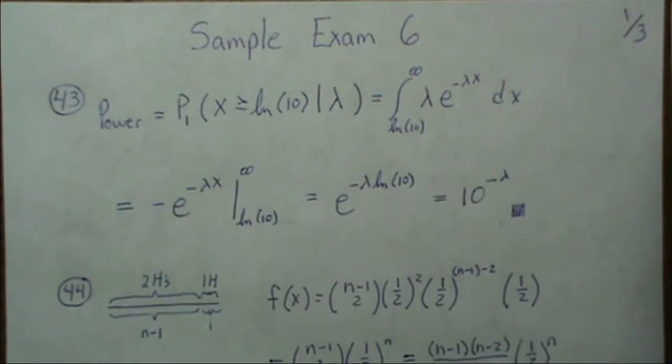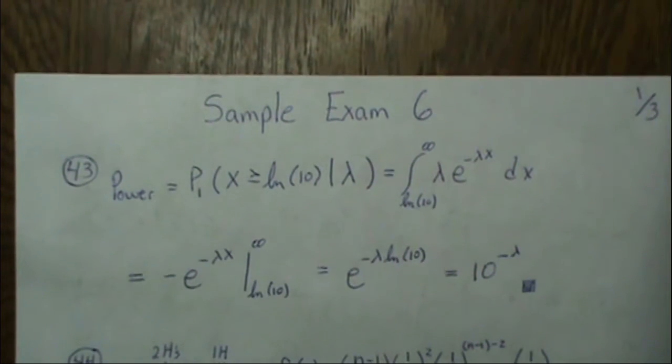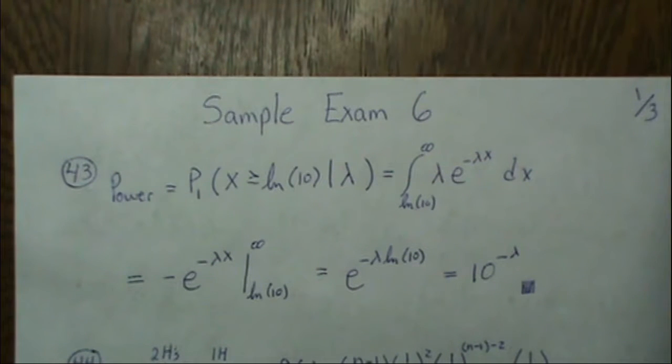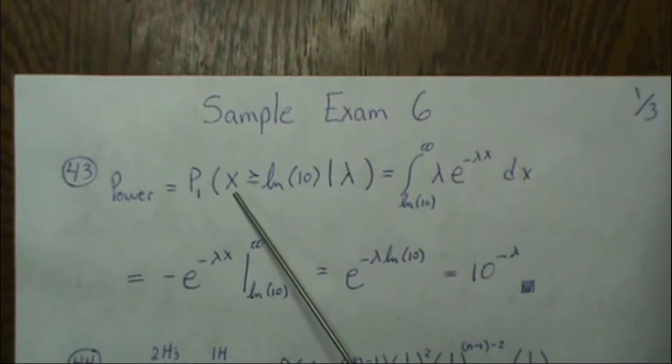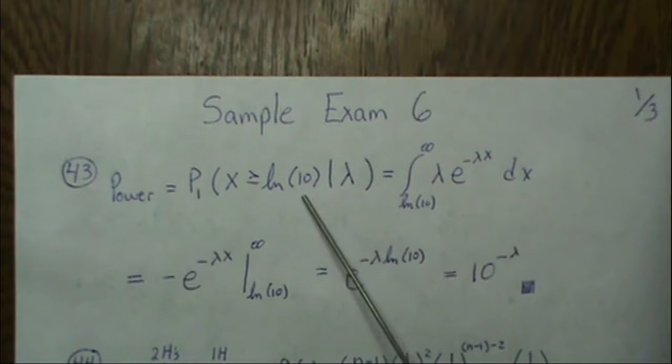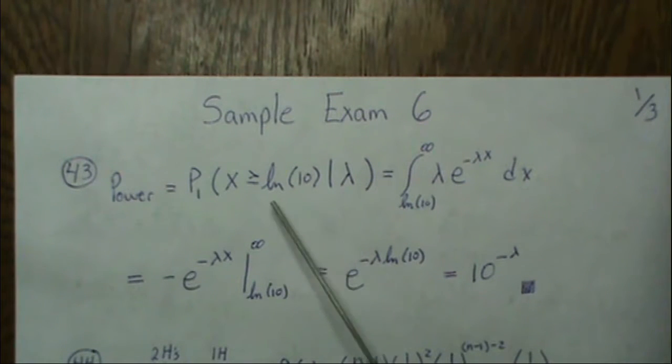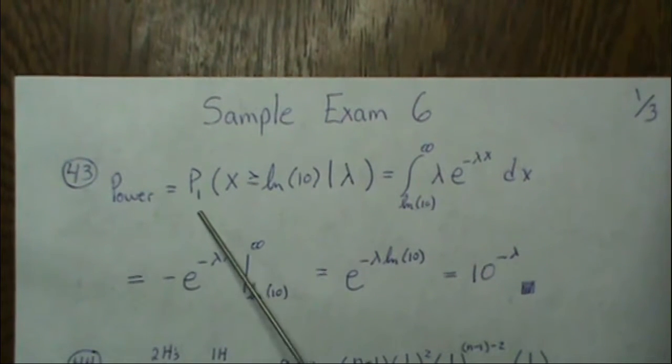Problem number 43, we're asked to find the power of this test. And the power is when the alternative is true. You have to pick a specific value for lambda in the alternative region, so we're just going to call that generically lambda, and that's between 0 and 1. And we want to find the probability that x is greater than log 10.